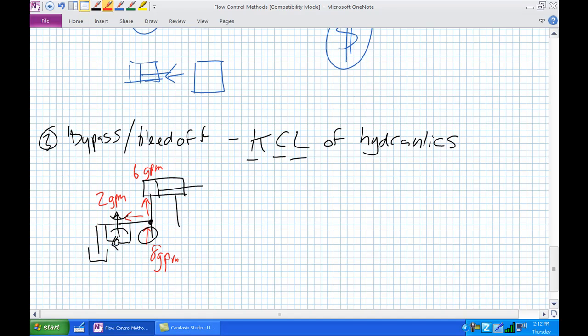Okay, so that is pretty much it for our meter in, meter out, bypass and bleed off schemes. Definitely check this out a couple times if you're unsure. Look at a number of examples in the book, ask me questions, and we are going to be working on a lab on this. We're going to try to meter in a suspended load. What happens? It's probably going to crash to the ground. Then we're going to try to meter it out, and hopefully that load will descend at a controlled rate. This pretty much concludes flow control methods.